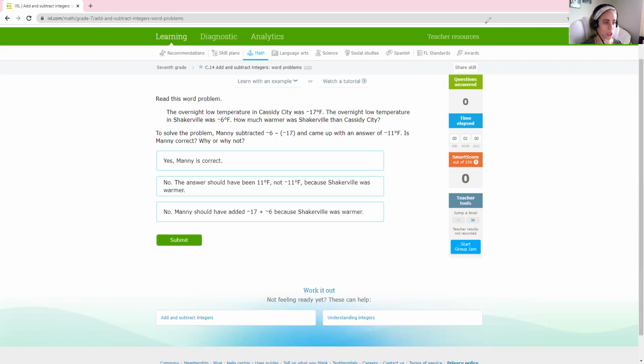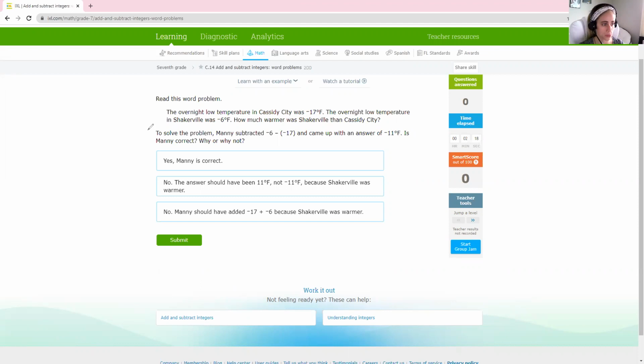Read this word problem. The overnight low temperature in Cassidy City was negative 17 degrees Fahrenheit. The overnight low temperature in Shakerville was negative 6 degrees Fahrenheit. How much warmer was Shakerville than Cassidy City?